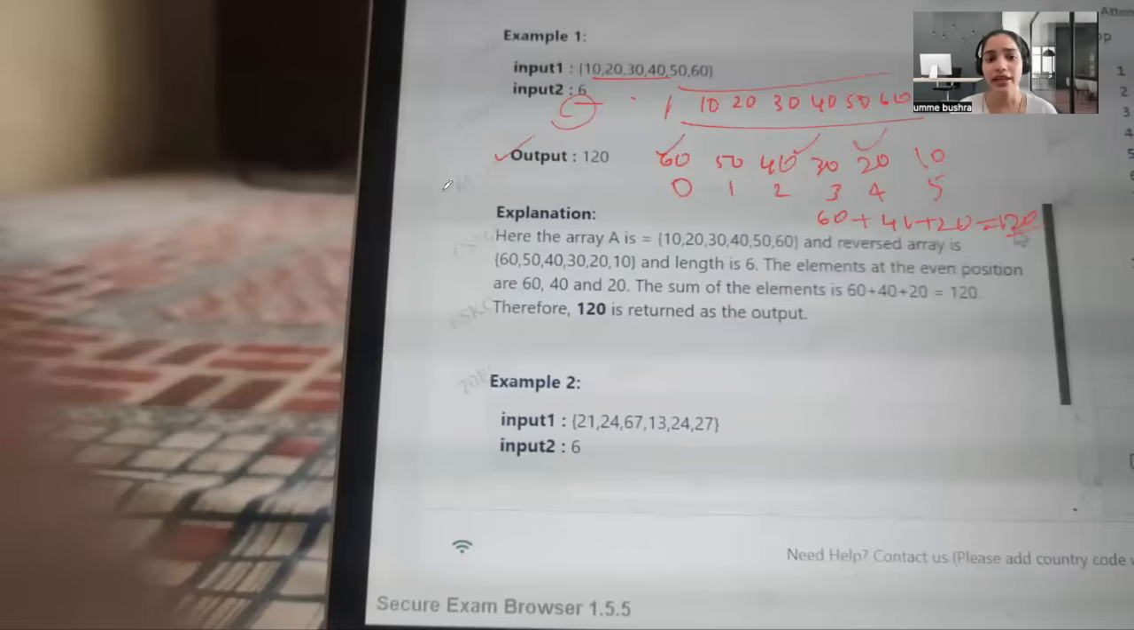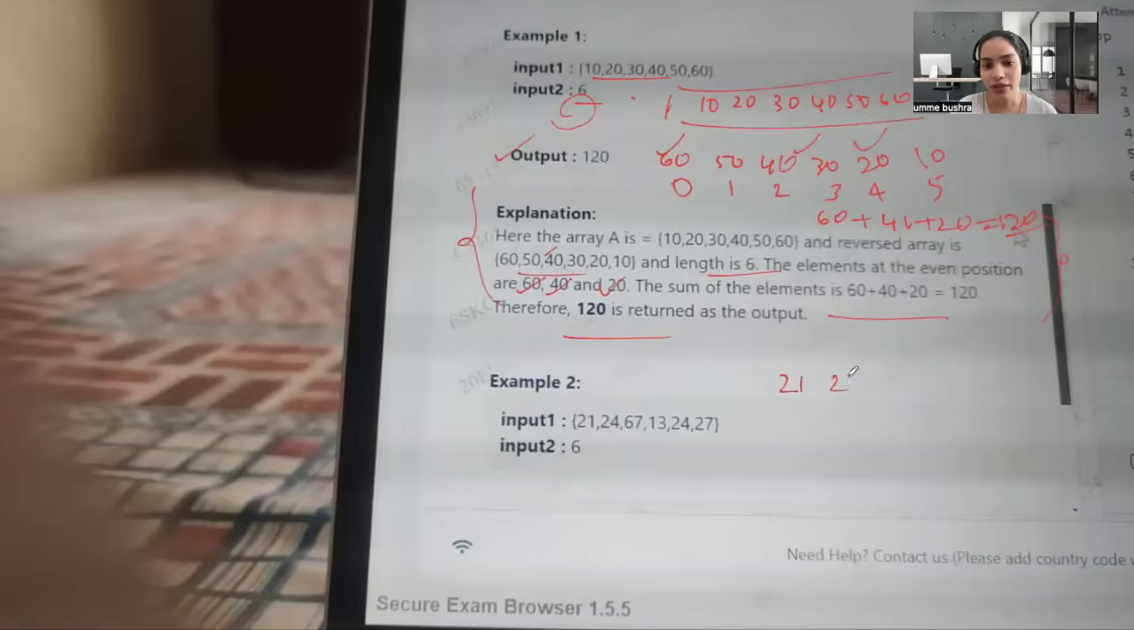And here if you go through the explanation, you will find the same thing. This is the array. So the reverse array becomes this one, and the length of the array, because the number of elements present, is equal to 6. Then the elements in the even positions are 60, 40, and 20, and the sum of them is 120. Therefore, 120 is returned as the output. That's what we have understood, right? This is a very simple problem if you look at it. And they have also given one more example.